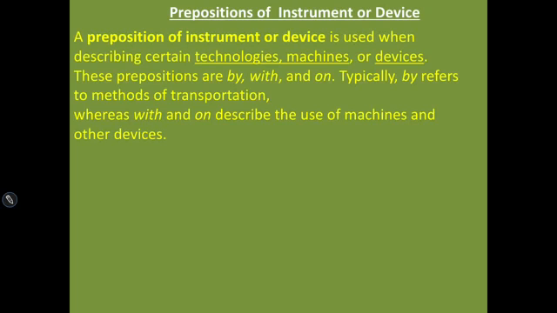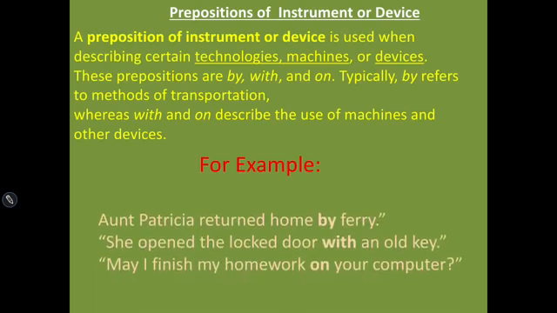If we are talking about the method of transportation, we use by. How did he go there? By car. Whereas with and on describe the use of machines and other devices. For example, Aunt Patricia returned home by ferry. Ferry is here a boat. So this is a means of transportation.